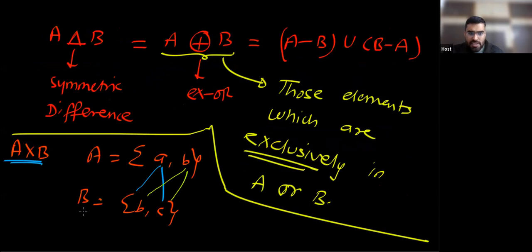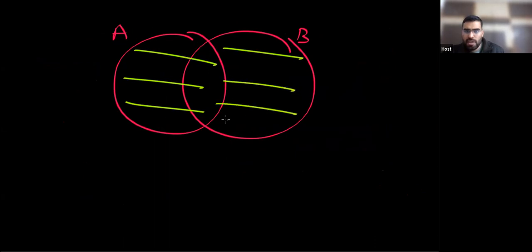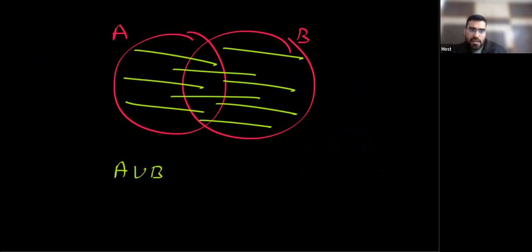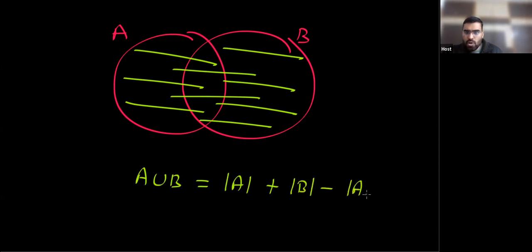Now this symmetric difference you can see like this. If you have this set A and this set B, then we can check the union and all these things. Let us assume this is set A, this is set B. Then what is the union? This whole area is the union. This is the Venn diagram, and this is A union B. Can anyone tell me what is the cardinality of A union B? That is cardinality of A plus cardinality of B minus the common area.